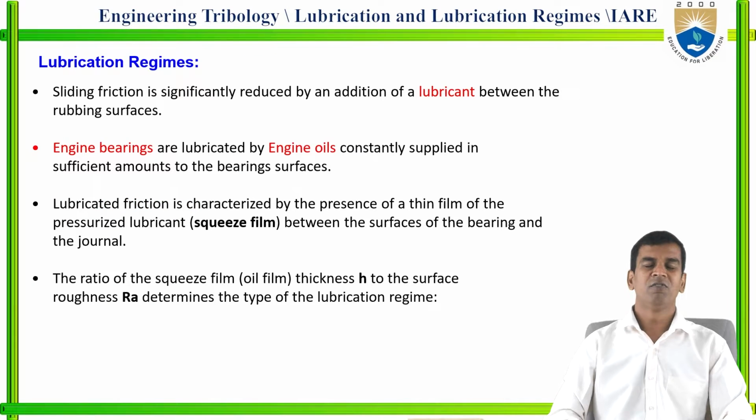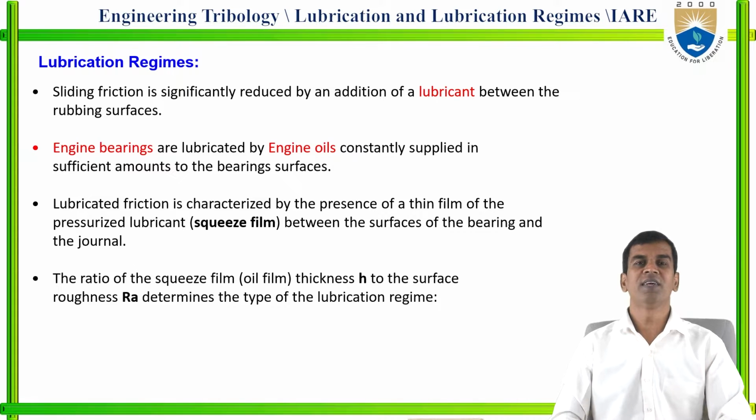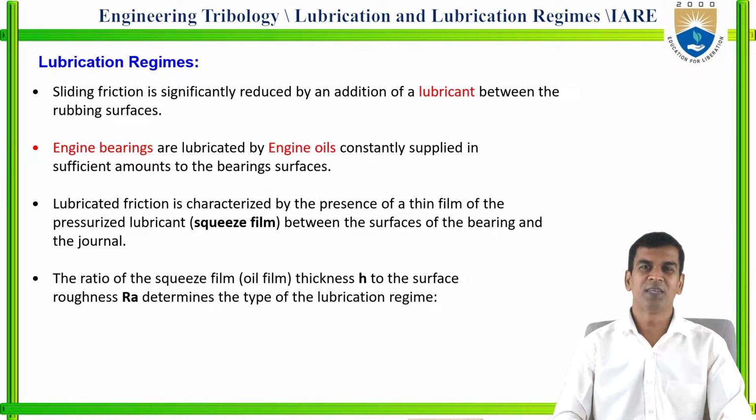Next, we will see what the lubrication regimes are. Sliding friction is significantly reduced by the addition of lubricant between the rubbing surfaces. Sliding friction is generally reduced by the application of lubrication between two rubbing or sliding surfaces. Engine bearings are lubricated by engine oils constantly supplied in sufficient amount to the bearing surfaces.